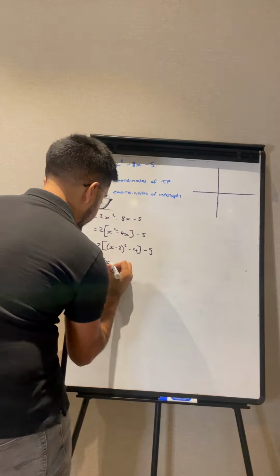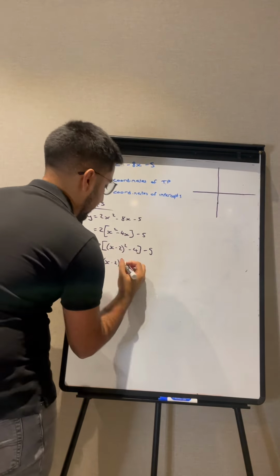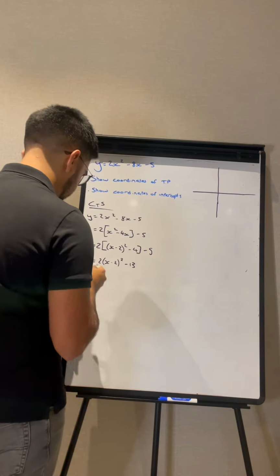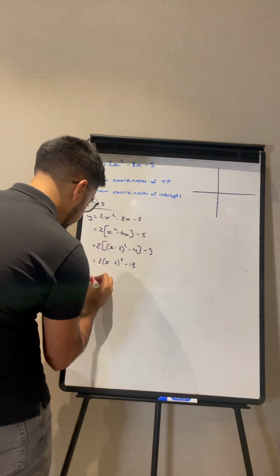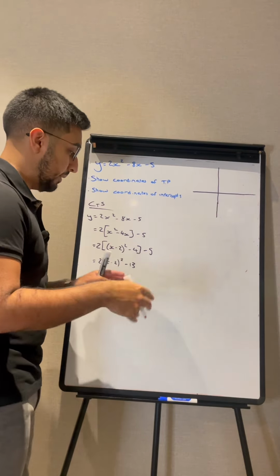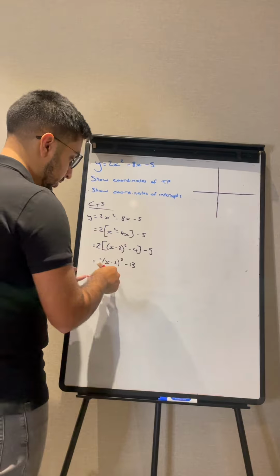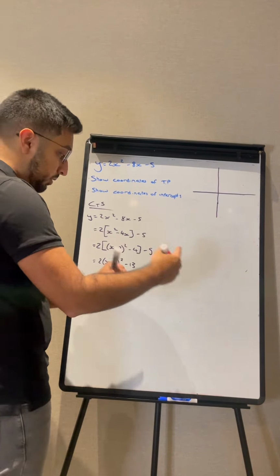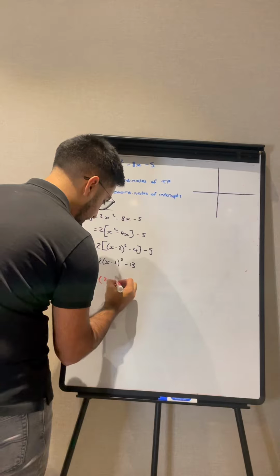So multiply by 2, that will give you minus 8. Minus 8 minus 5 is minus 13. Perfect. We now know that the turning point, based off the form x minus a all squared plus b, is (a, b). So in this case, minus 2 becomes 2, and minus 13 stays as minus 13.